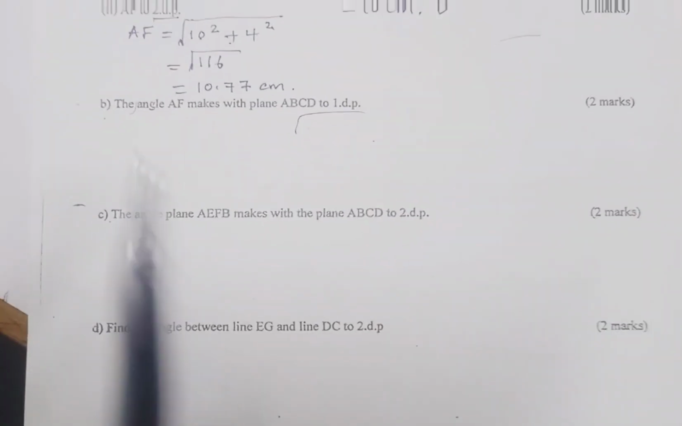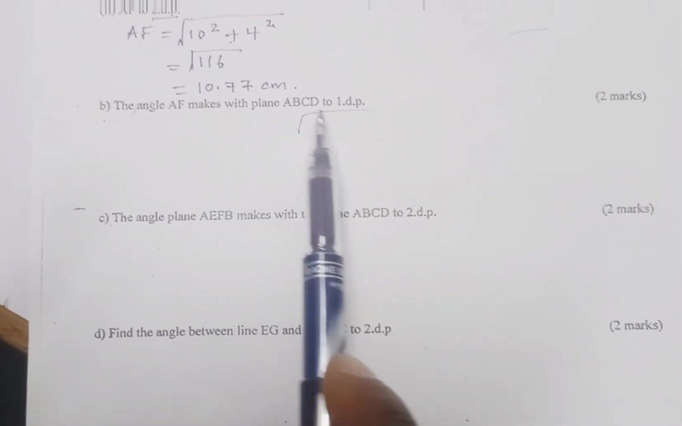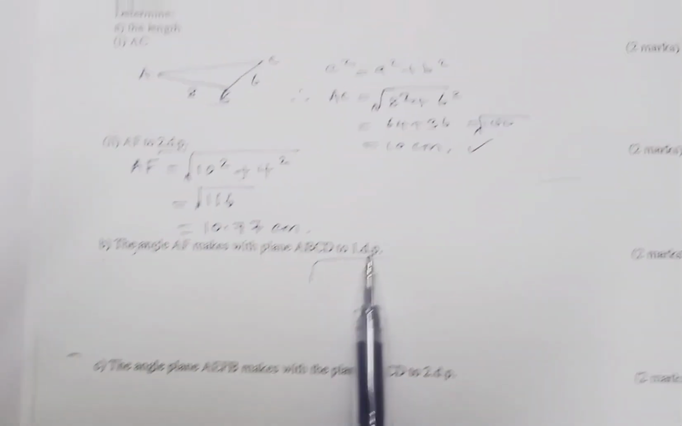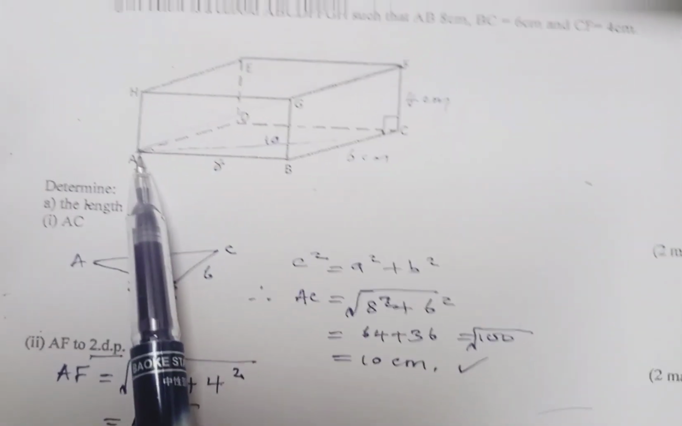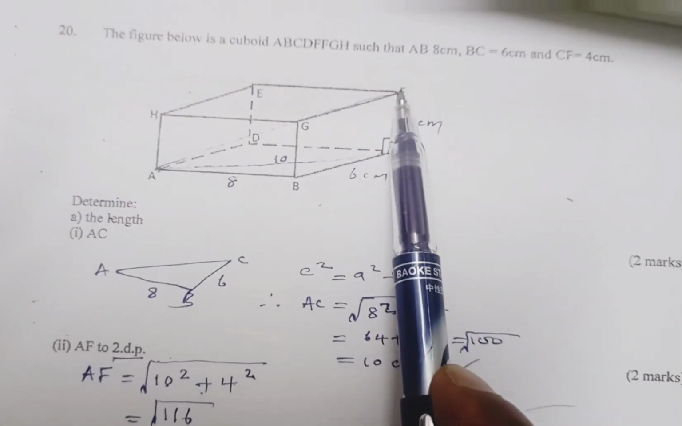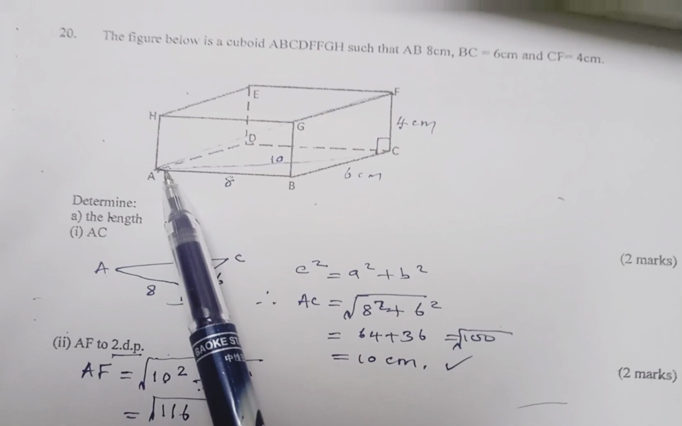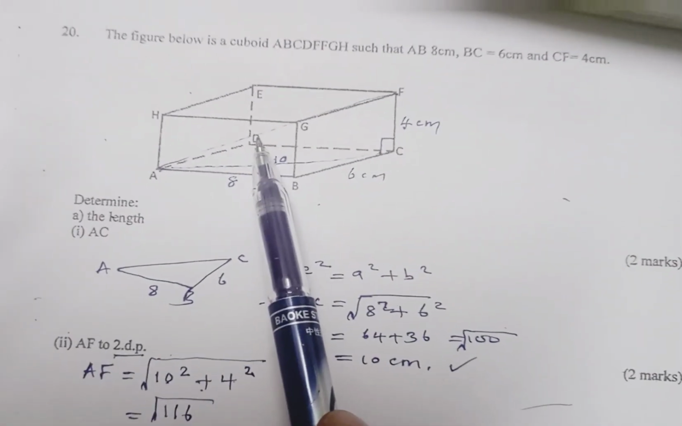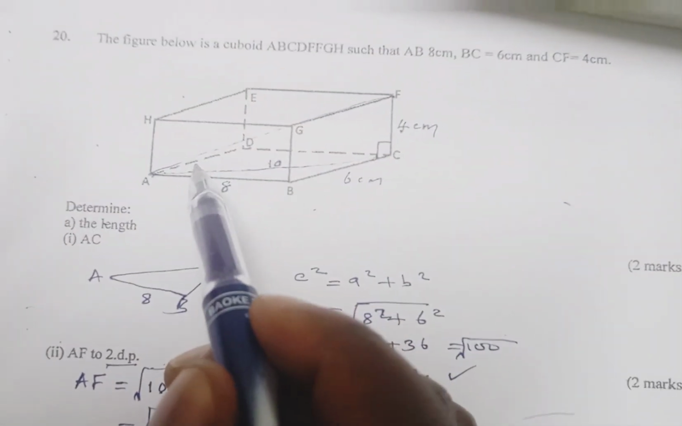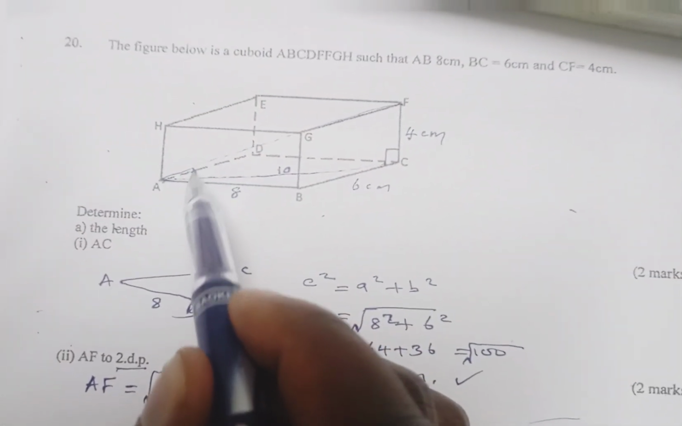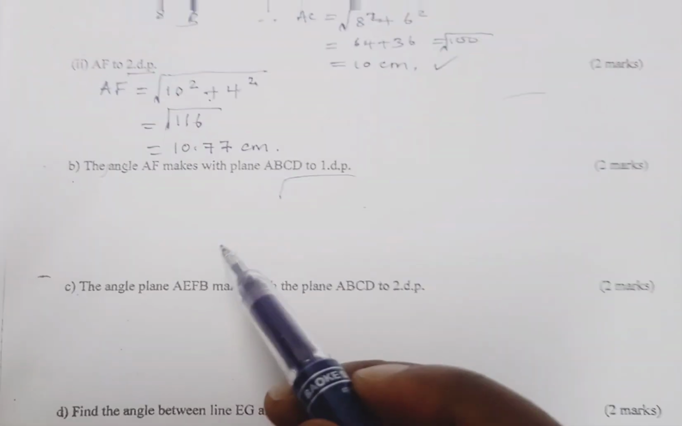So then we move on. The angle AF makes with the plane ABCD, to 1 DP. So the angle AF makes with the plane ABCD, actually the base. So we are going to consider that triangle ACF. So that angle there, angle FAC, is the angle in question.